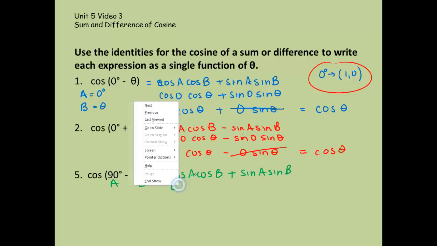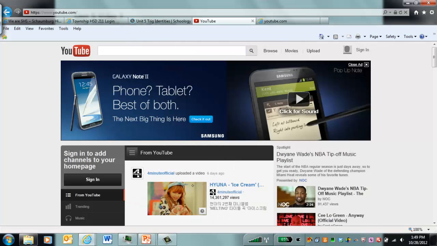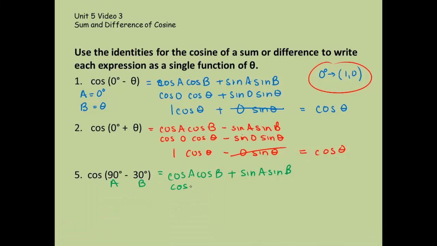So I have the cosine of 90 and the cosine of 30, the sine of 90 and the sine of 30.